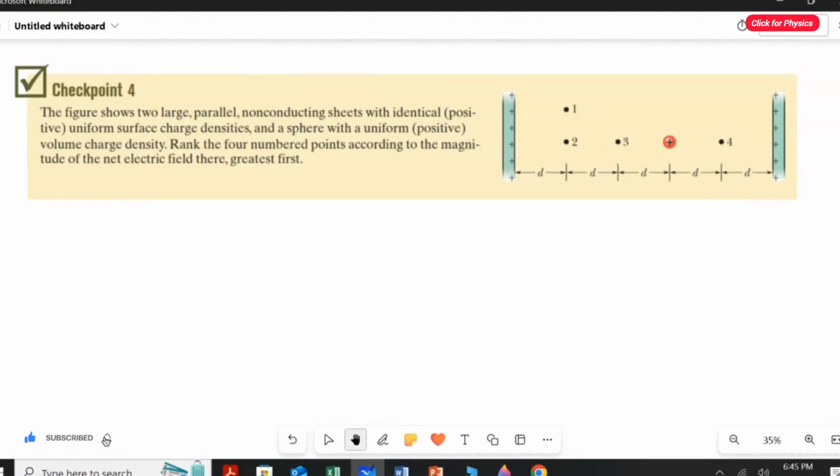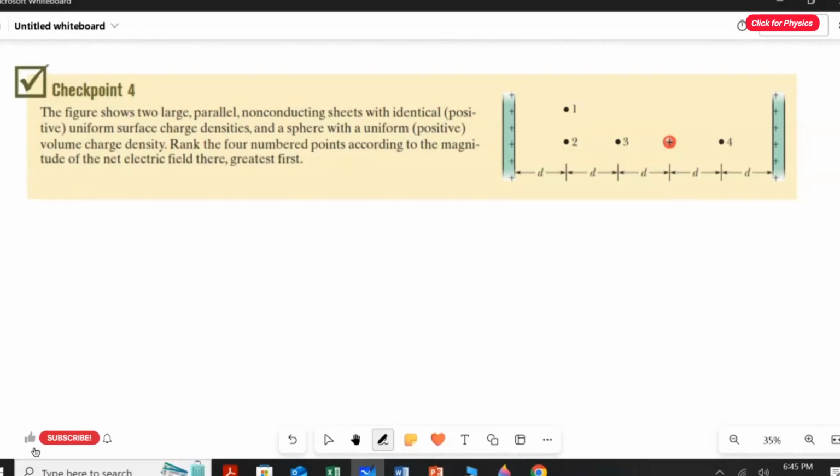As they mentioned in the figure, you can see we have two parallel non-conducting sheets which have positive charge densities. That means the surface charge density on these two sheets is positive, and we have one more positive charge which was placed between these two plates, right? Now they mentioned four different points, that means point 1, 2, 3, and 4. So in these locations, we have to find where the electric field will be greater.